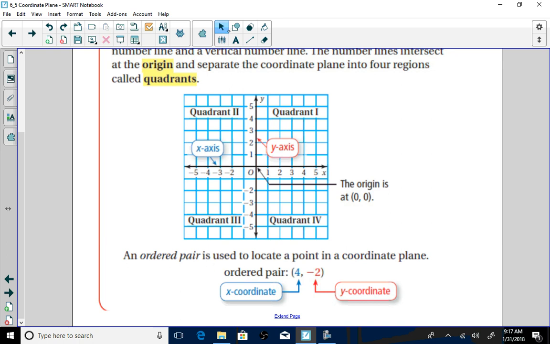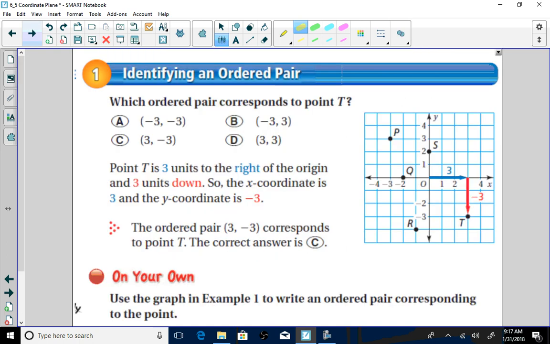Finally, we have what's called an ordered pair. This should also be highlighted. An ordered pair is used to locate points in a coordinate plane. An ordered pair uses an x value and a y value to locate points on the coordinate plane. Let's take a look at some examples.